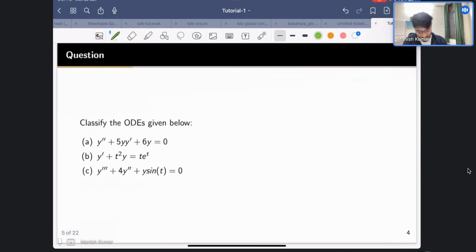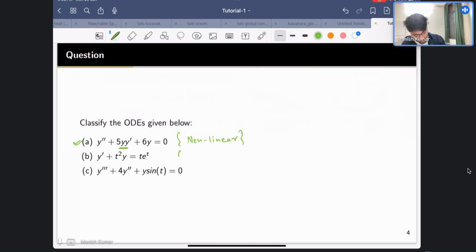These are a few examples to see whether the ODE is linear or not. Can you tell me about the first one? Is the ODE linear or non-linear? It is non-linear because of this term, right? It's quite clear that we have the y prime term, so it cannot be linear. You can check that this is a non-linear ODE.